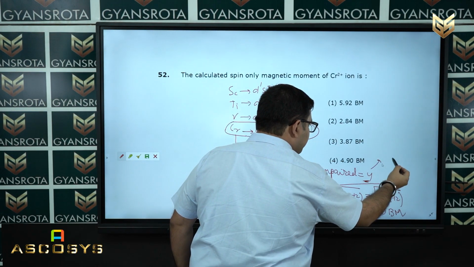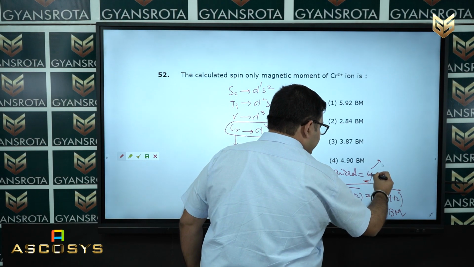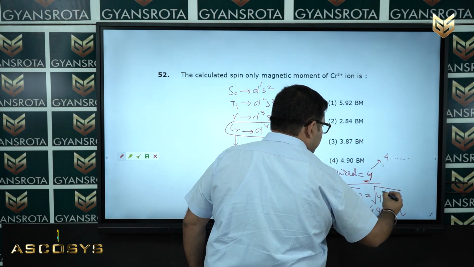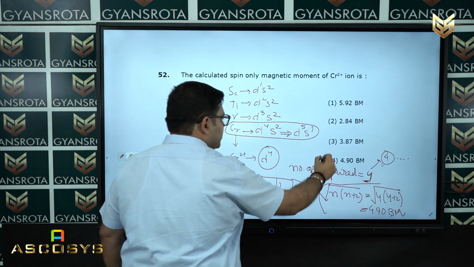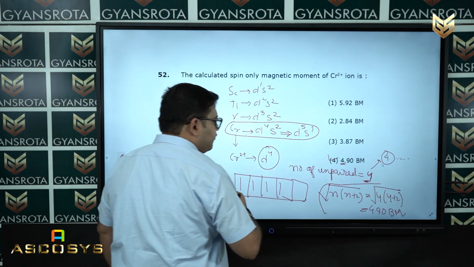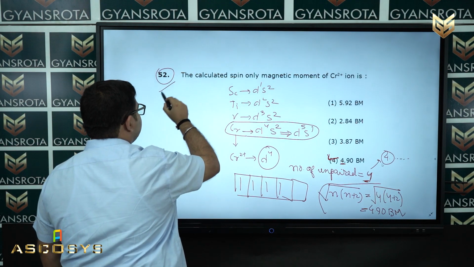If you can't solve this part, always remember the number of unpaired electrons always indicates the value which comes before the point. Like here 4 will be there, so definitely it will be 4 point something. If you see your options, only one option has 4 before the point, that is option number 4. So option number 4 is the correct answer of your question number 52.